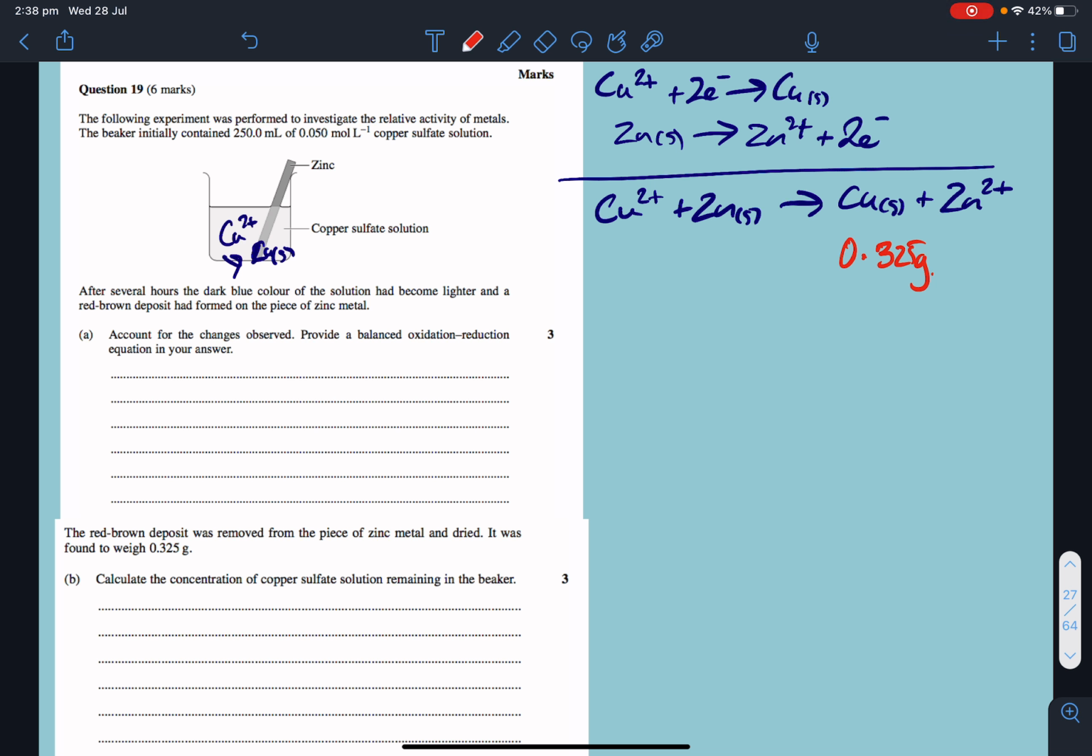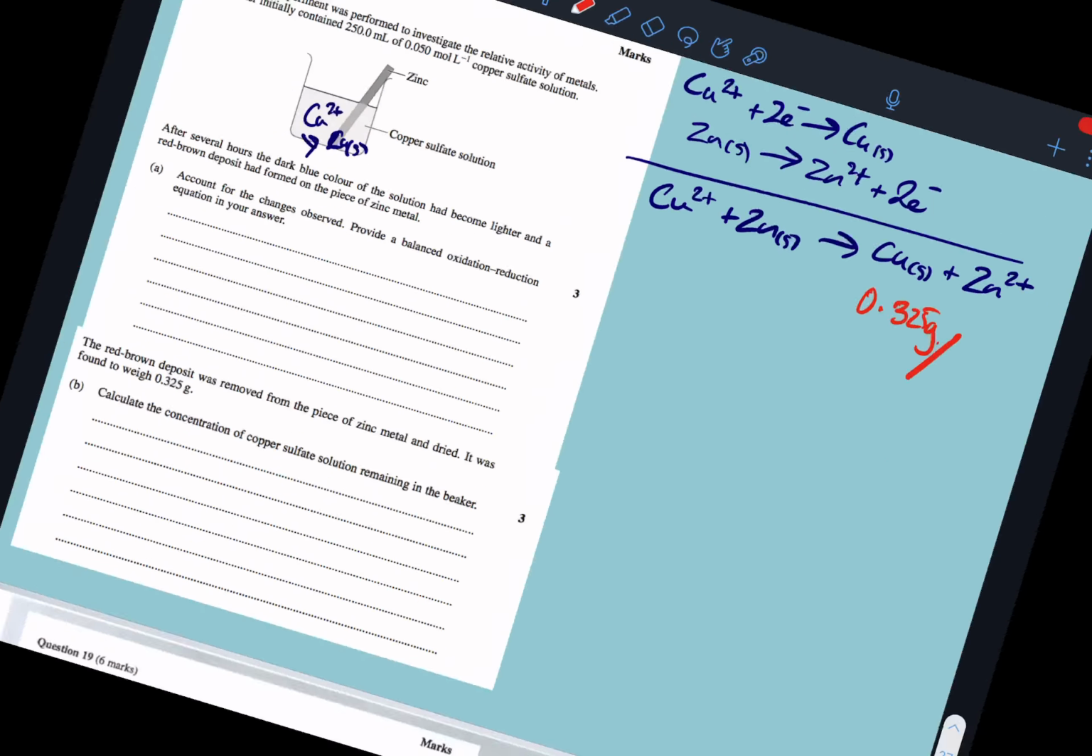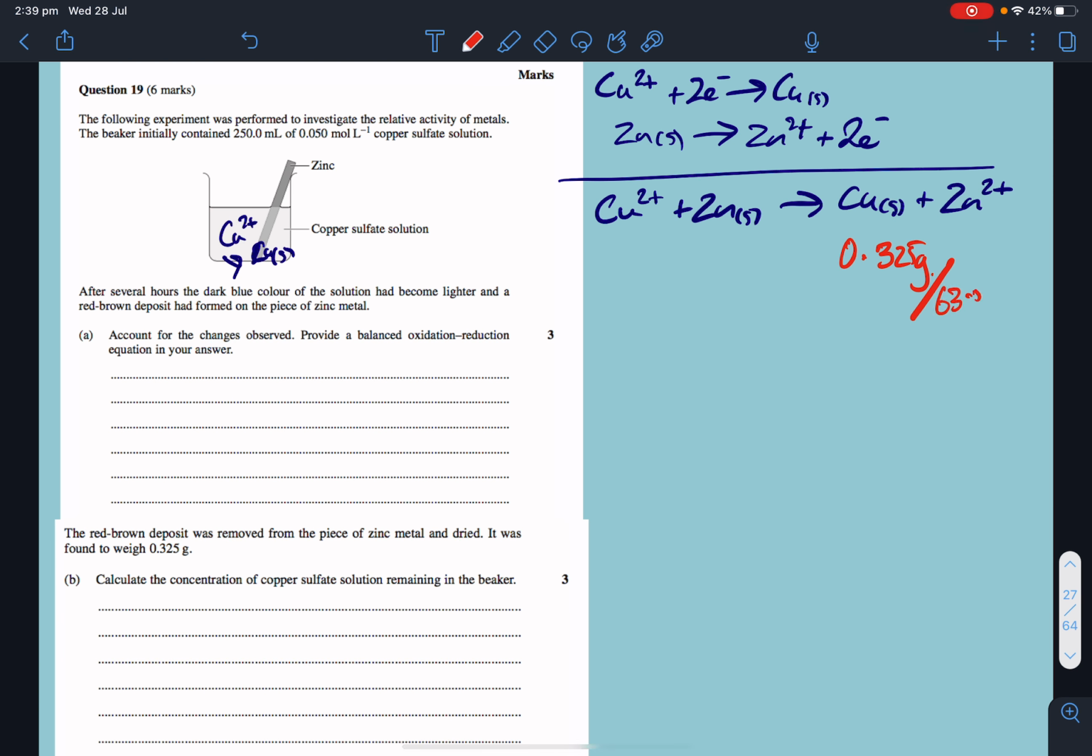Okay, so let's find out how many moles of copper solid that is. So 0.325 grams divided by the molar mass of copper, where's my periodic table? 63 something? 63.55 grams per mole. Put it in our calculator. 0.325 divided by 63.55. So I get 5.11 times 10 to the negative 3. I'll keep those numbers in my calculator.